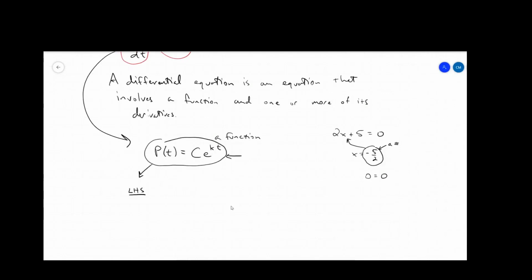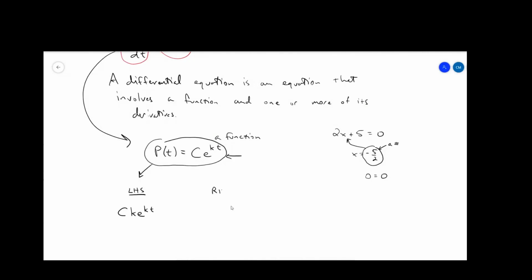Okay, well, what is dp dt? It's the derivative of p of t. So what's the derivative of that function? Well, it should be, according to our chain rule, c times k e to the kt, right? That's the left-hand side. Everybody see why? I'm just taking the derivative. That's what dp dt is, okay?